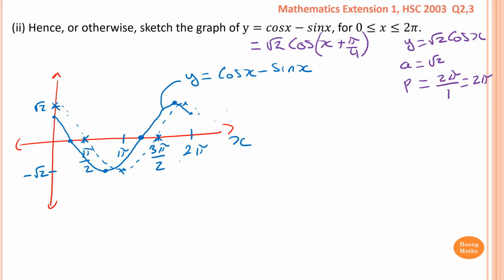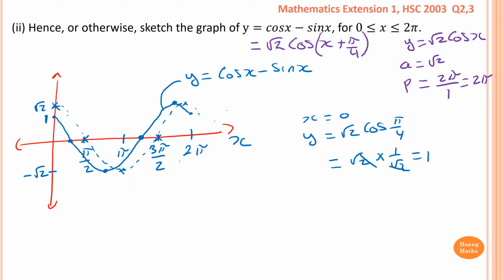And to find the endpoint, this is when x is 0. So y is equal to square root 2 cos of 0 plus pi over 4, which is pi over 4. But cos of pi over 4 is 1 over root 2. So that cancels out, giving me 1. So this is 1 here, if you like.